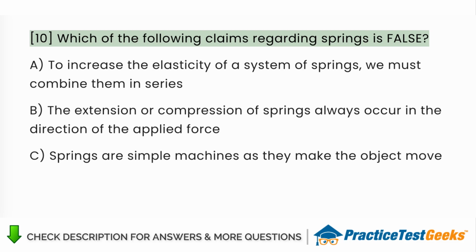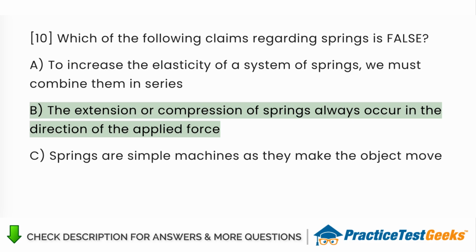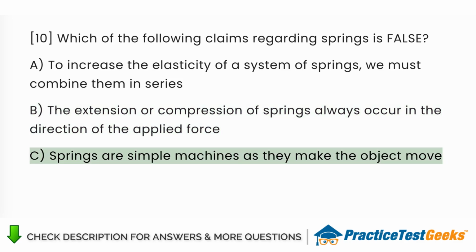Which of the following claims regarding springs is false? A. To increase the elasticity of a system of springs, we must combine them in series. B. The extension or compression of springs always occur in the direction of the applied force. C. Springs are simple machines as they make the object move.